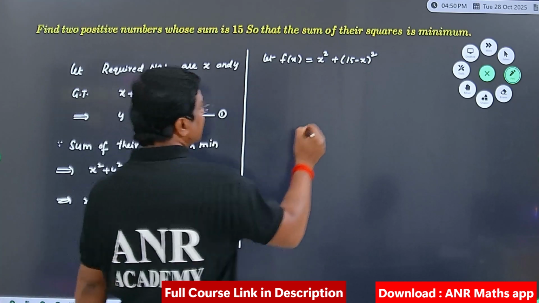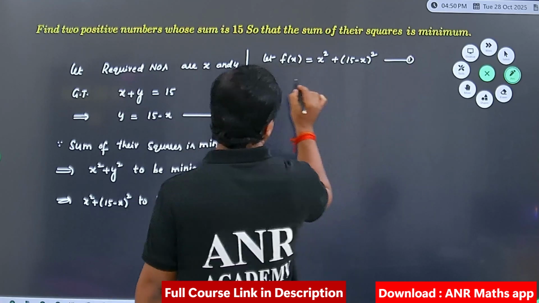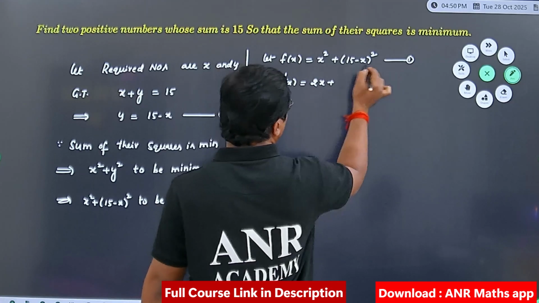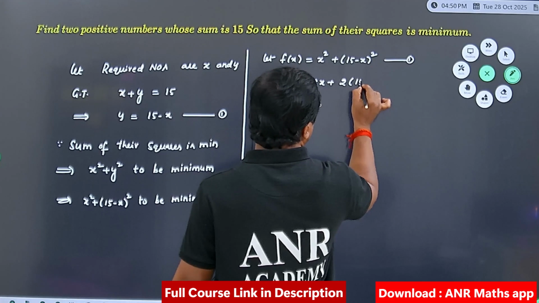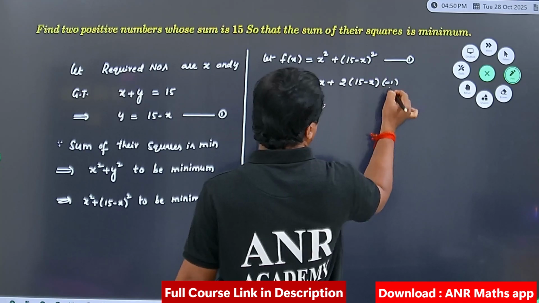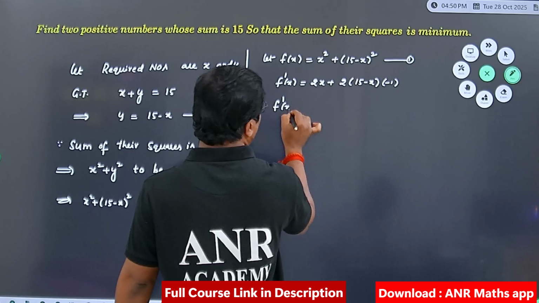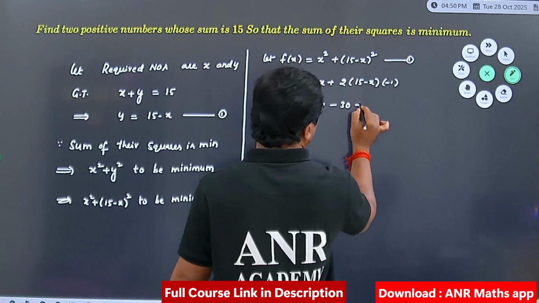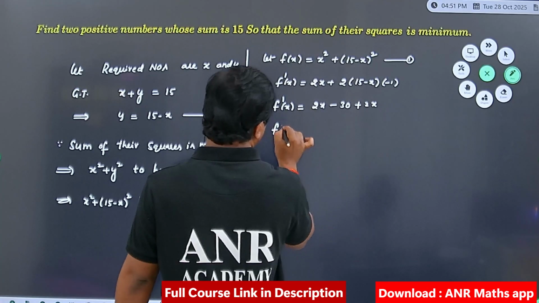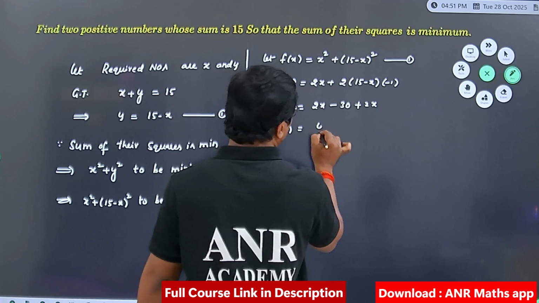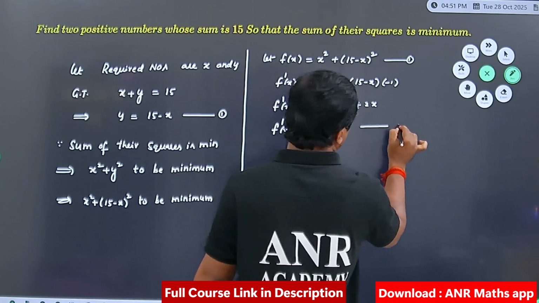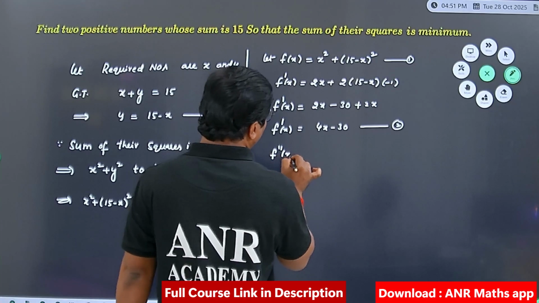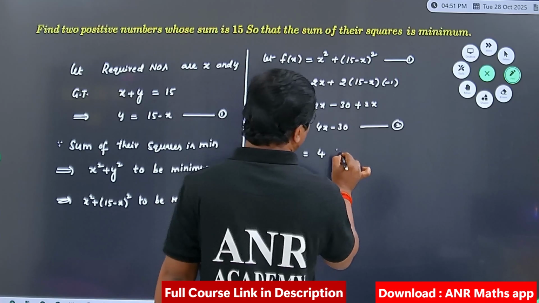If you differentiate this, we get f dash of x value, x square derivative 2x, 15 minus x whole square value 2 times of 15 minus x multiplied by minus 1, implies f dash of x value become 2x minus 30 plus 2x, implies f dash of x value written as 4x minus 30 it is. This is second one. Next, its double derivative if you write, it become 4, which is more than 0.